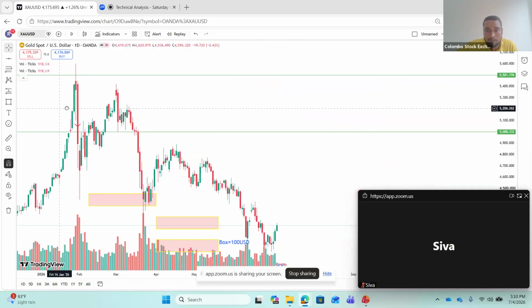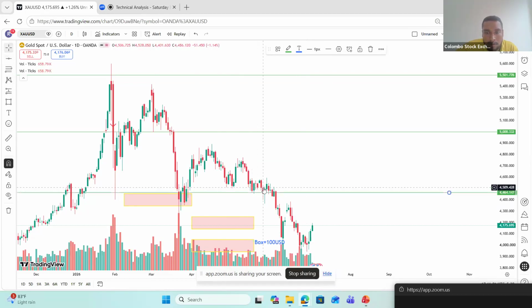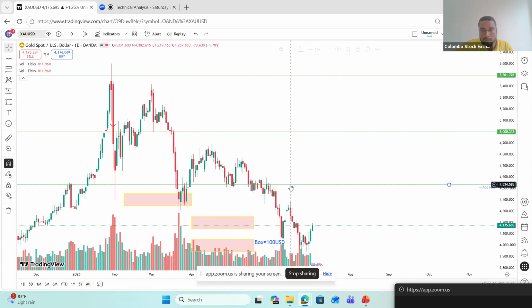And also, where's the price now? 4,100. Okay. So I think this 4,500 level is also, yeah, this level. This 4,500, it is a round number, right? And it's also a support level where you see some price reaction. It's actually a resistance point right now.